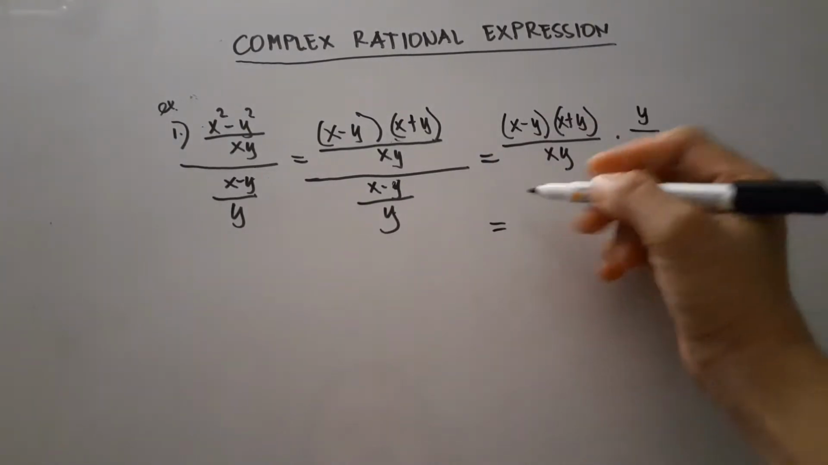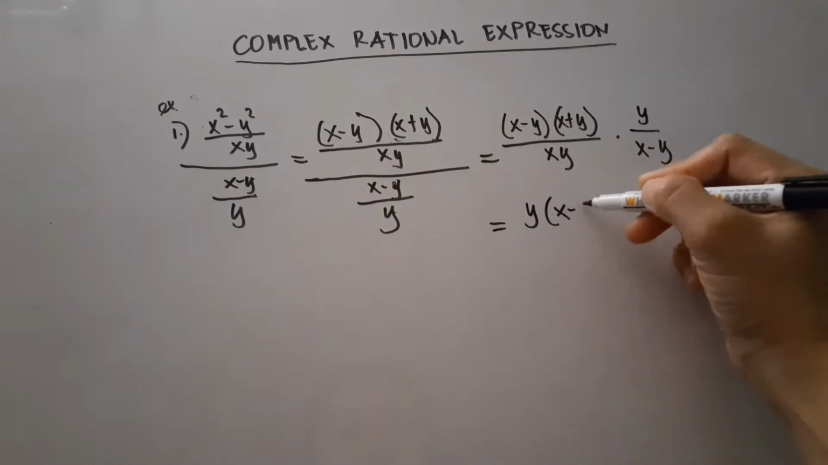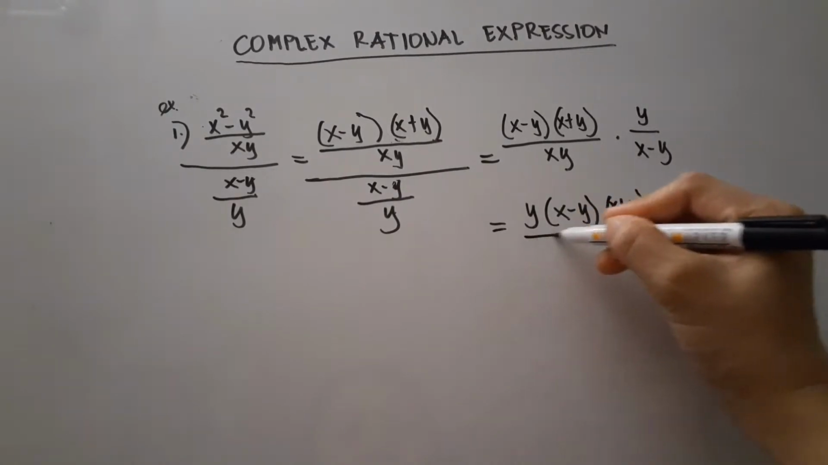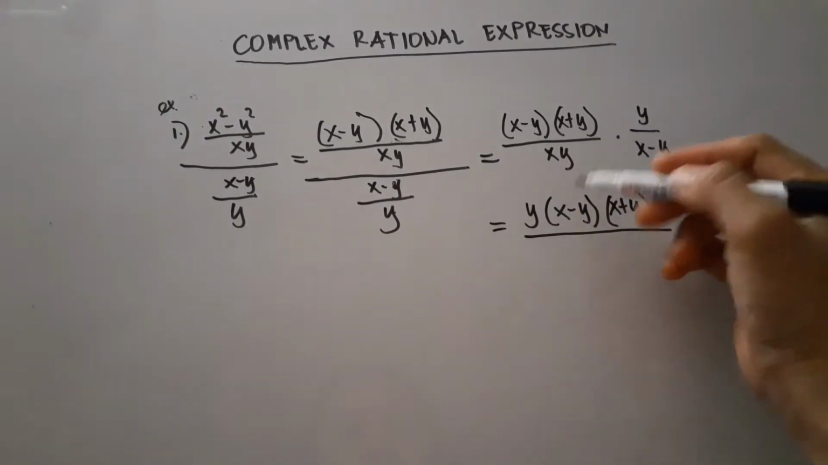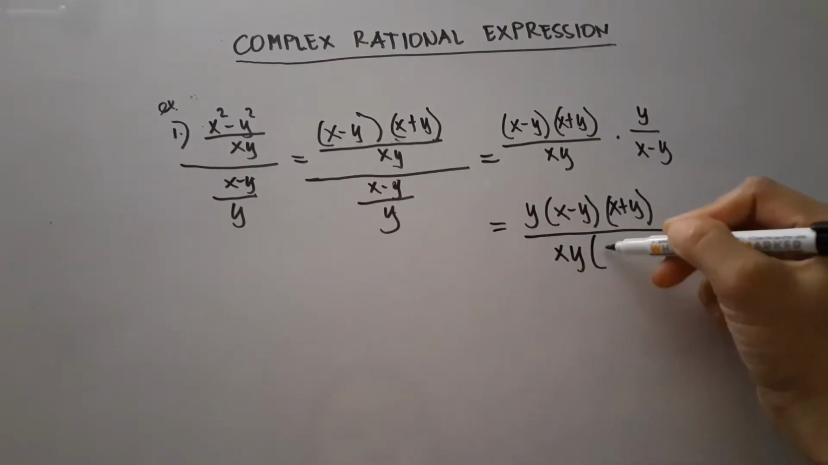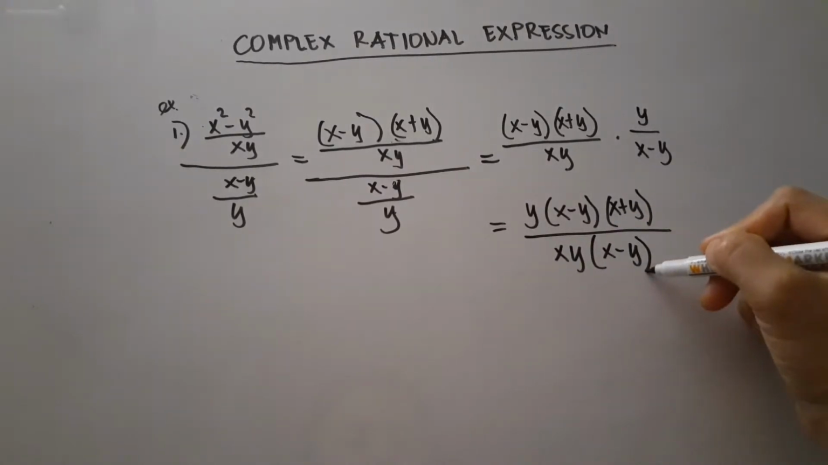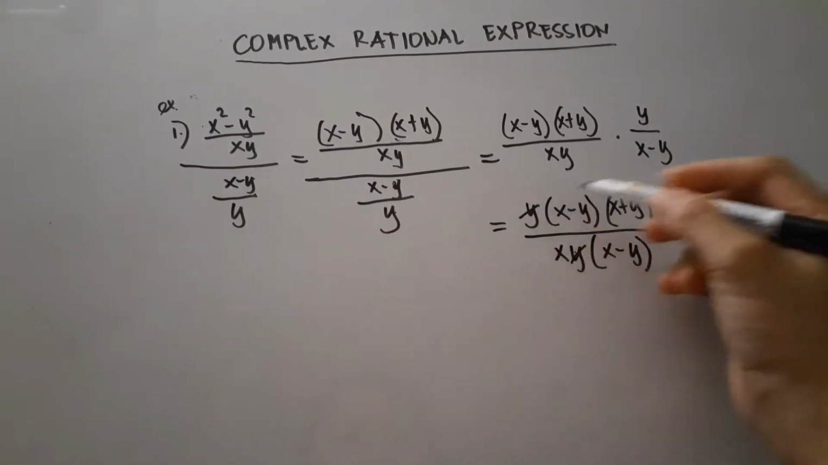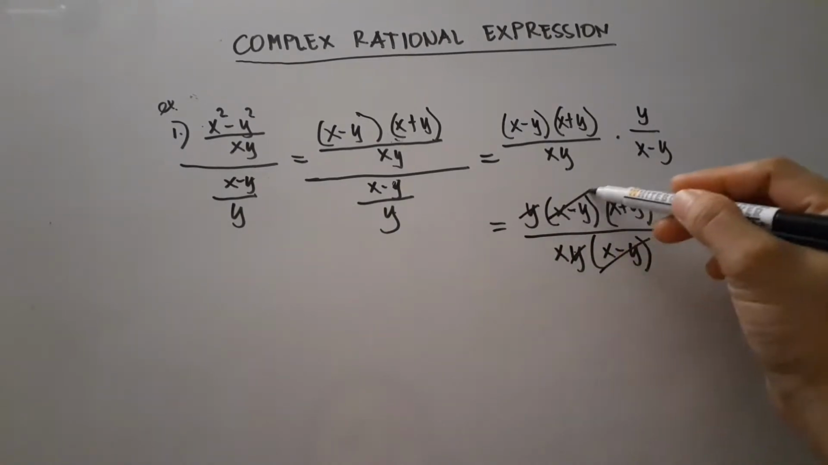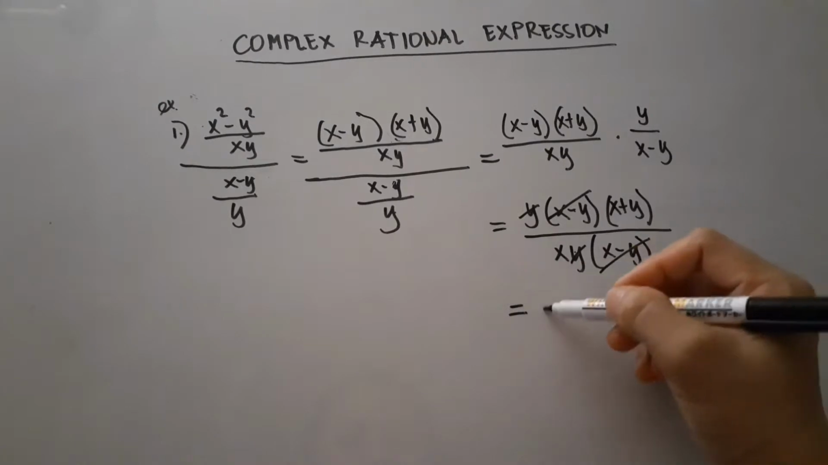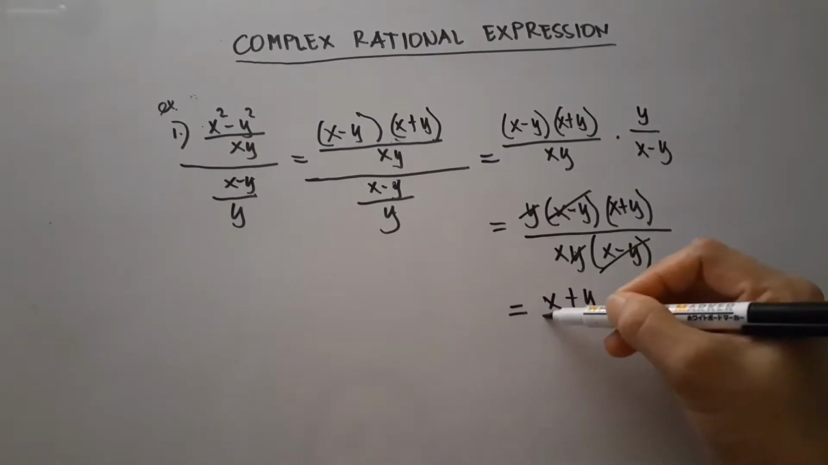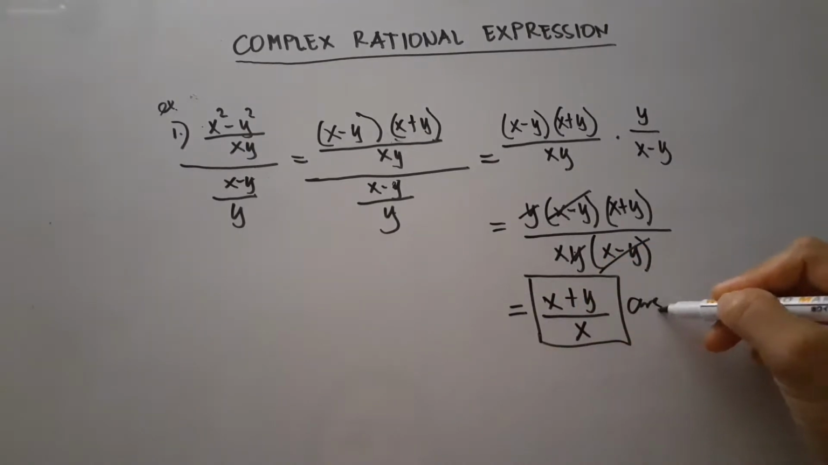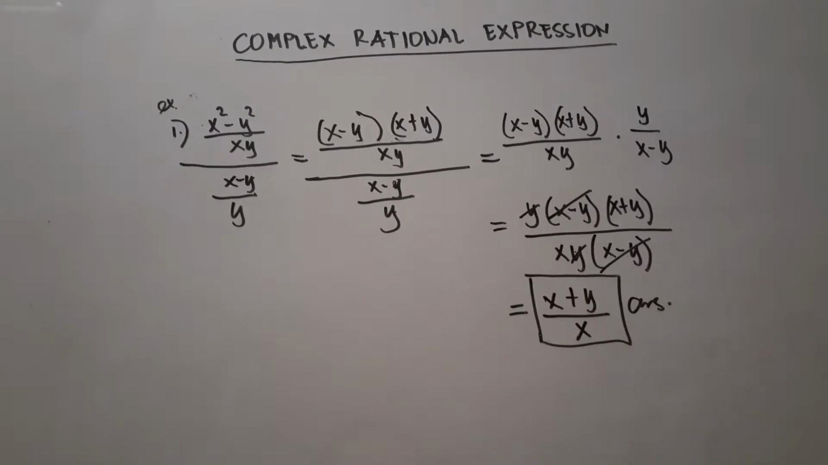We have y(x − y)(x + y) over xy(x − y). And then we cancel out the common factors. We cancel out y, then x − y, and the remaining is (x + y)/x, and this is our answer, (x + y)/x.